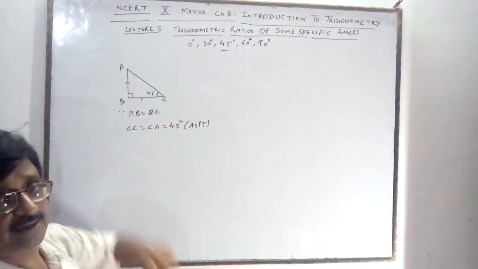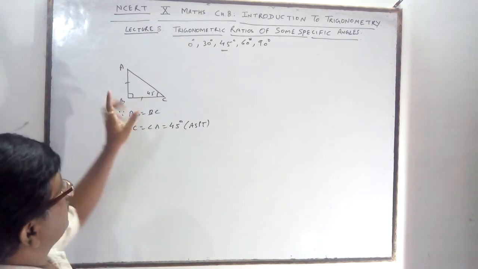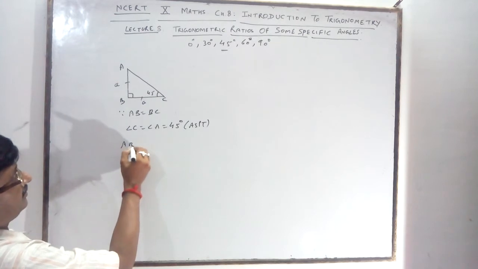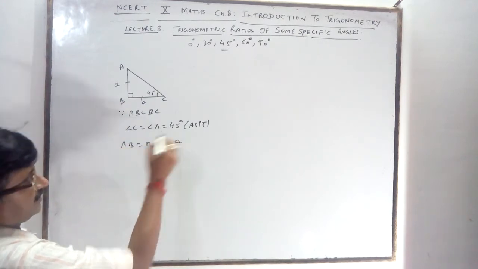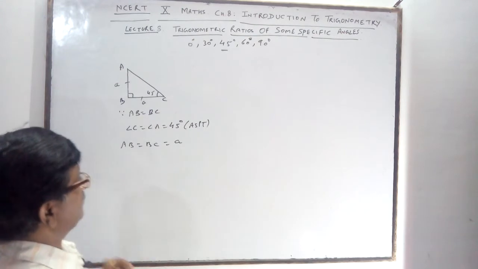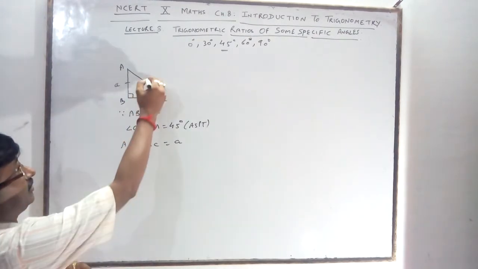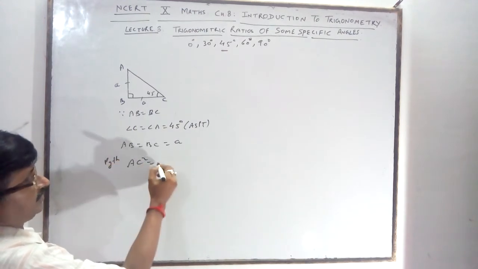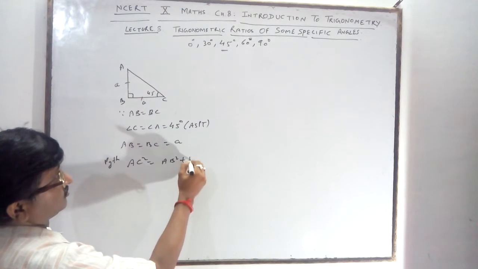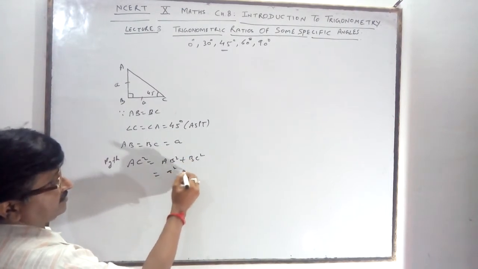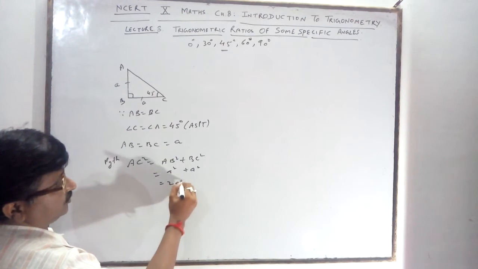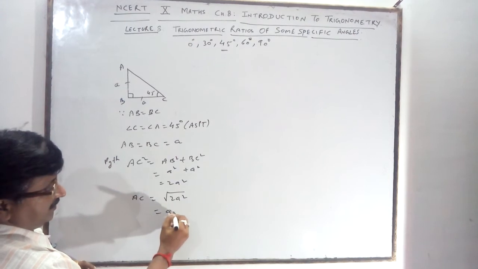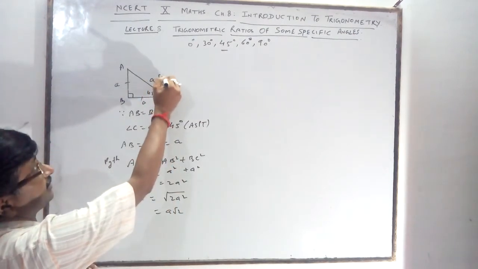How will you get this 45 degree? Very simple. Let both equal sides AB and BC be A in the isosceles right triangle. Then what will be AC? By Pythagoras, AC square is equal to AB square plus BC square, that is A square plus A square, which gives 2A square. So AC is under root 2A square, which gives A under root 2.